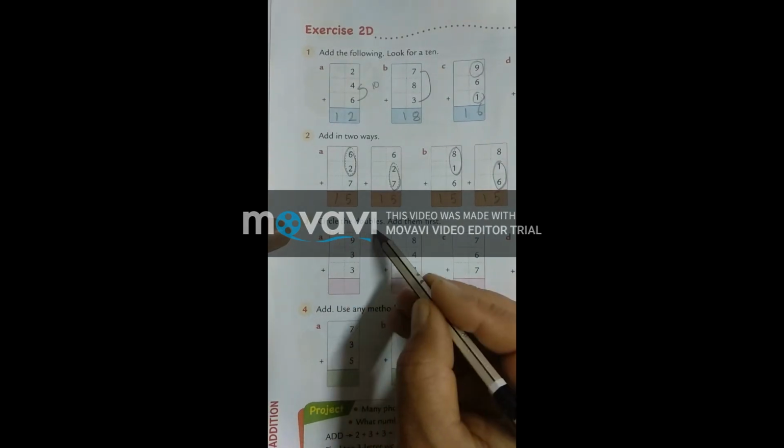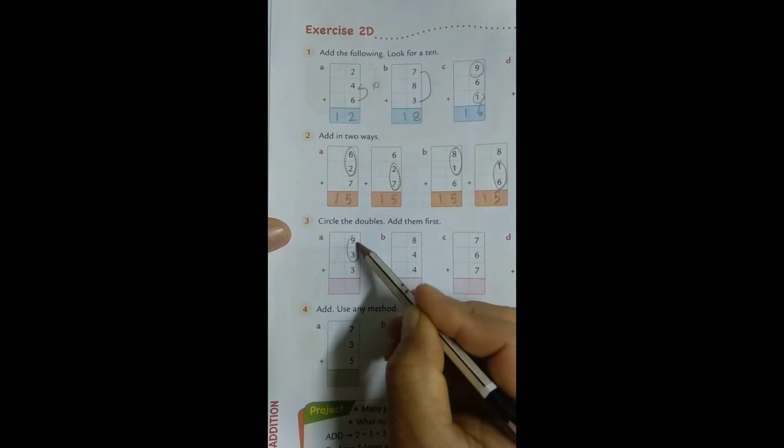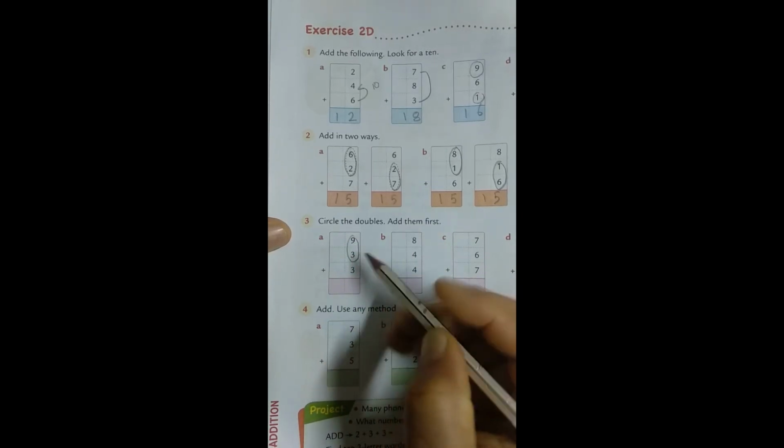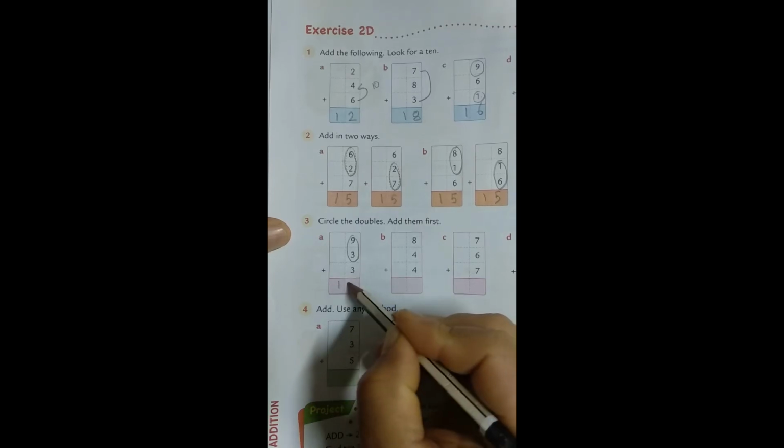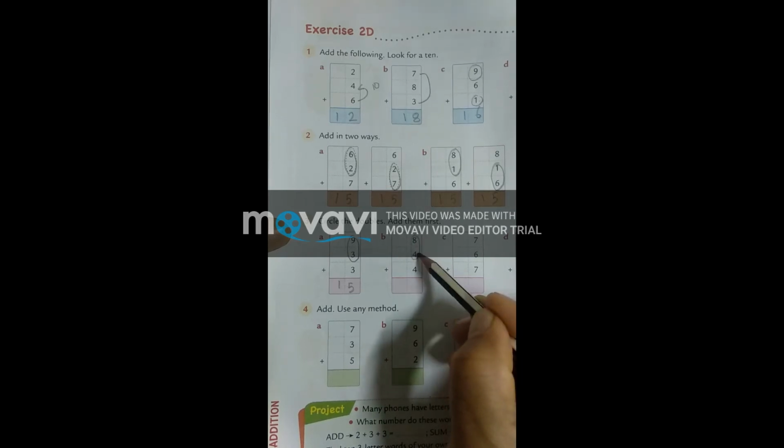Here, circle the doubles, add them first, means you add any 2 first. 9 plus 3 is 12. 12 plus 3 is 15. And here anyway you can do, either you can circle this or you can circle these two first. 8 plus 4, means you have to add any two numbers first, then add the third one. 8 plus 4 is 12, 12 plus 4 is 16. So this way you can do the other parts.